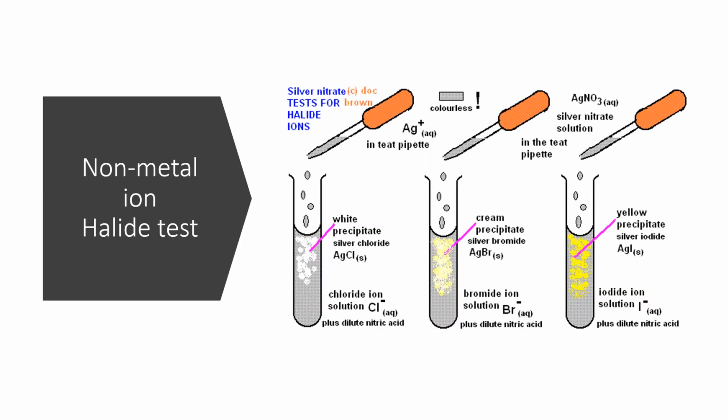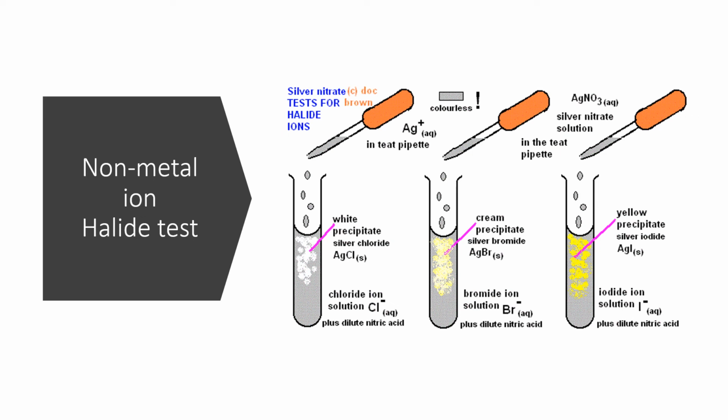This time we're looking at the halide test, another really popular test for your exams, and we're going to look at chlorine, bromine and iodine ions, Cl-, Br- and I-. These are all in the ion format, and you will have them in a salt. The main ion that takes part in the silver nitrate test is the Ag+ ion.